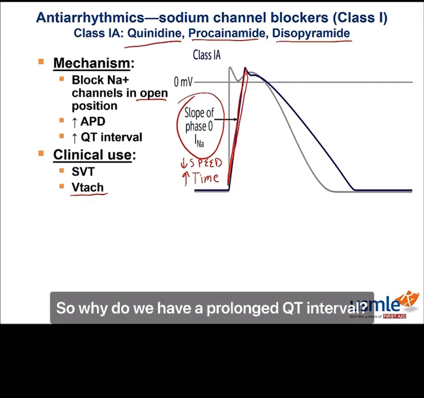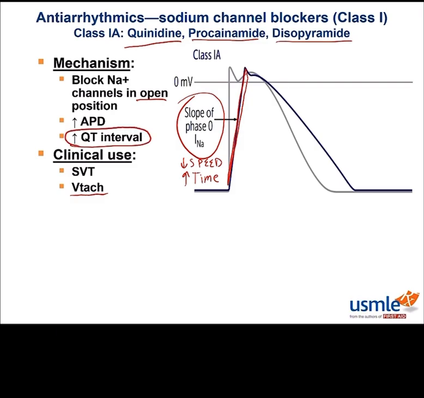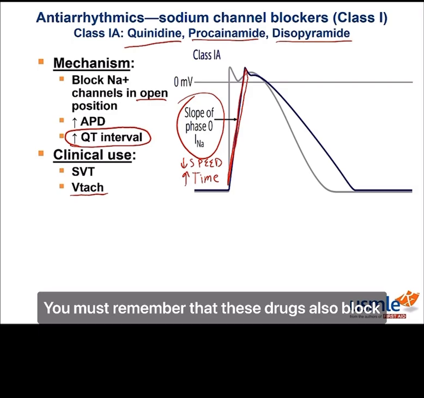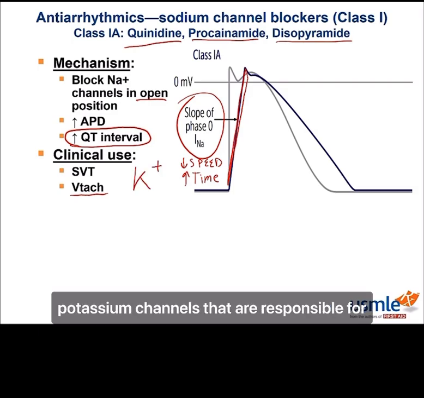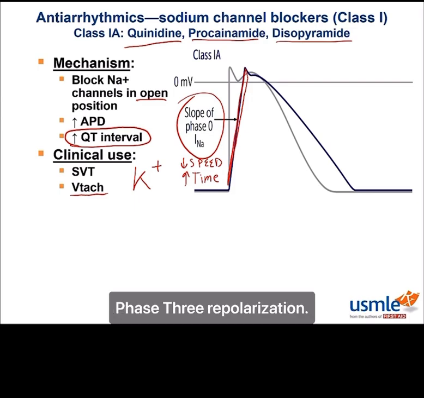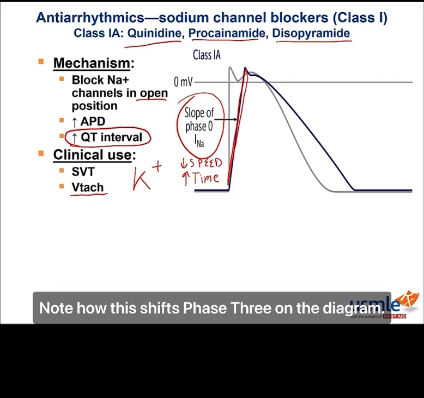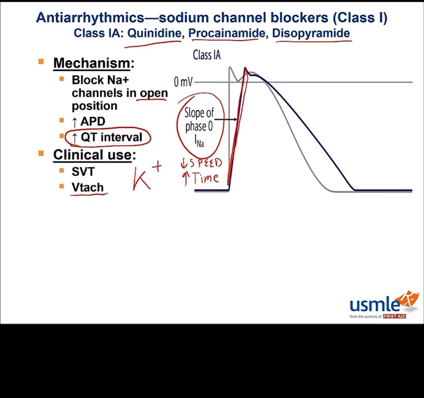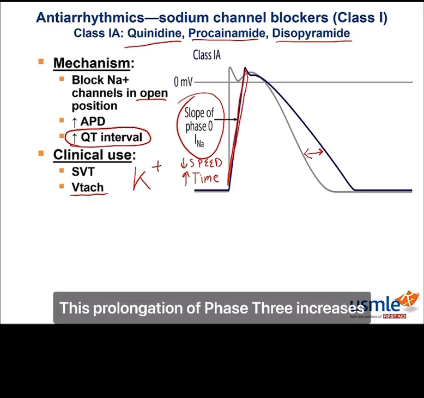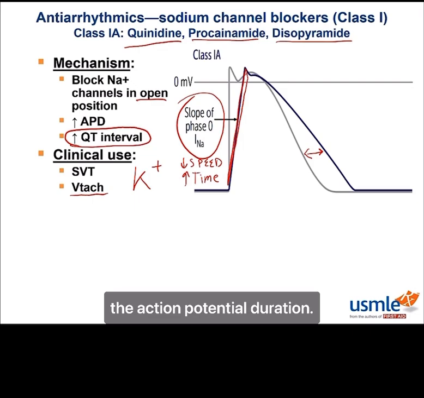So why do we have a prolonged QT interval? You must remember that these drugs also block potassium channels that are responsible for phase 3 repolarization. Note how this shifts phase 3 on the diagram. This prolongation of phase 3 increases our QT interval and also increases the action potential duration.